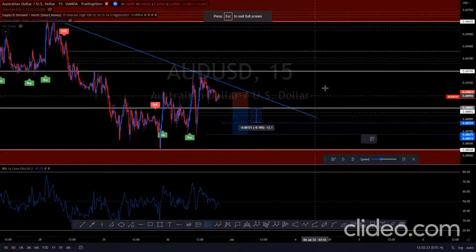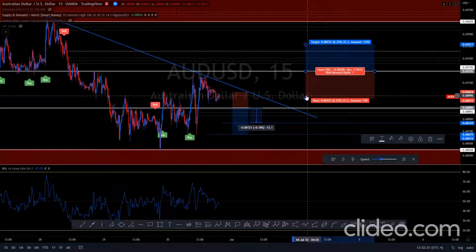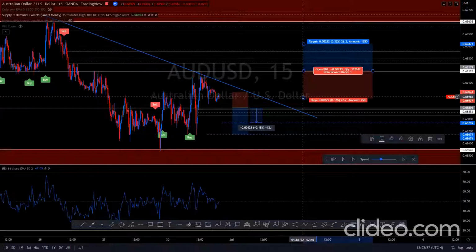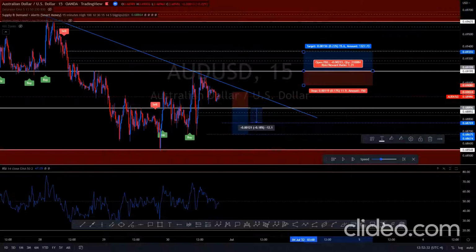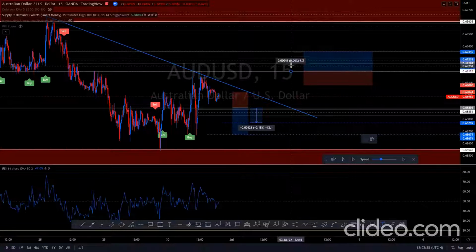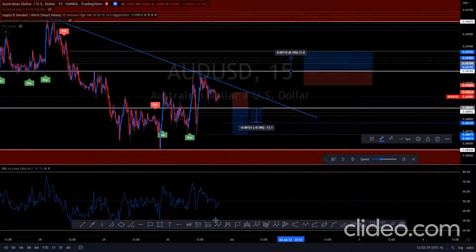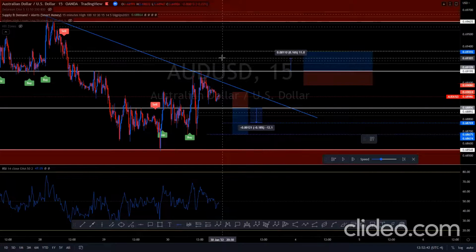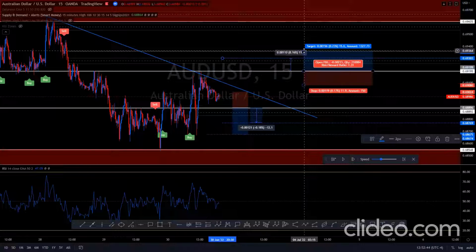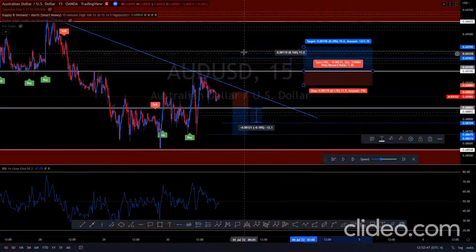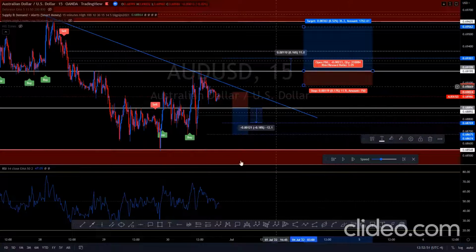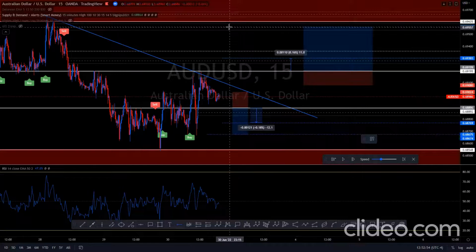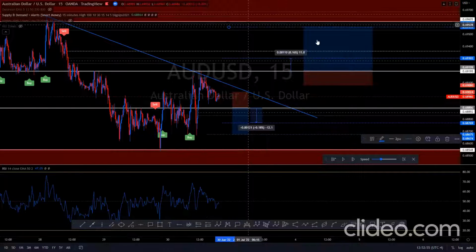And then for a buy, I'll be looking for at least 10 to 20 pips as well. 10 pips up to here. And then if it passes even this mitigation zone, then I'll be expecting it to go all the way up to here, which would be insane, but that's what I'll be looking for.